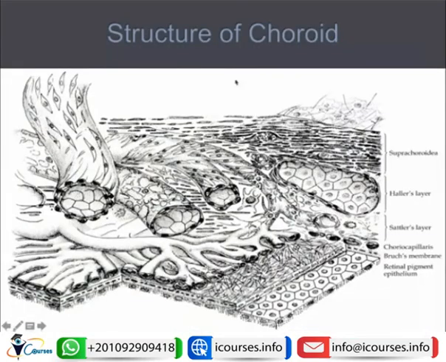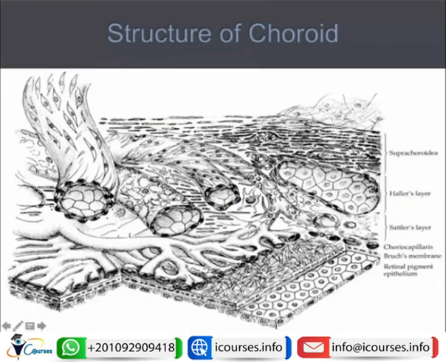So this is a nice photo for the structure of the choroid. You can see here the suprachoroidal space or the lamina fusca, that contains the perforation, that contains the long and the short posterior ciliary nerves and arteries. Then we have the vascular layer consisting of the large vessel layer of Haller, the middle smaller vessel layer or medium-sized vessel layer of Sattler, and finally the fenestrated capillaries of the choriocapillaris. And then the choriocapillaris will be resting on the Bruch's membrane.